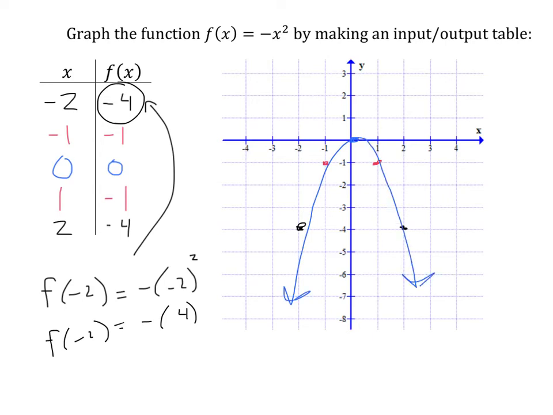The curve that I end up with here is a parabola, but it's similar to the one that we had before. It's a parabola that's now opening downward instead of opening upward. The shape is the same, but the direction that the parabola is moving is different. It still has its vertex here at 0, 0, but it's flipped over the x-axis.